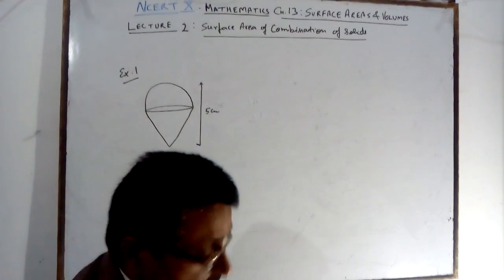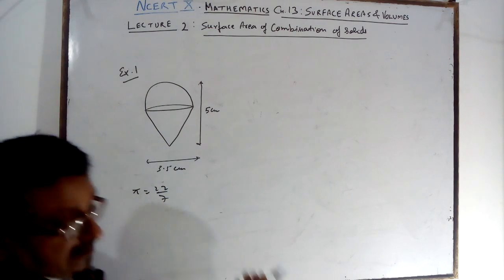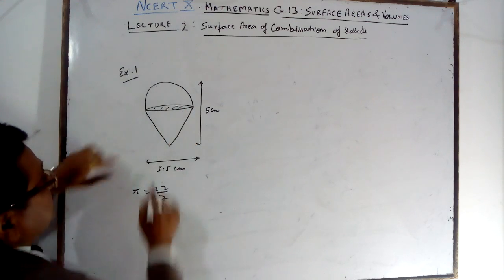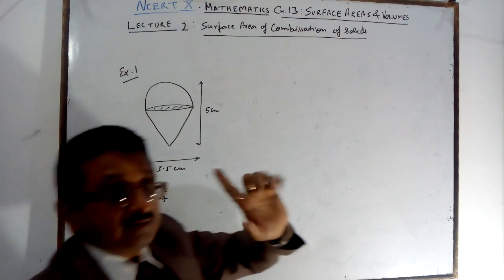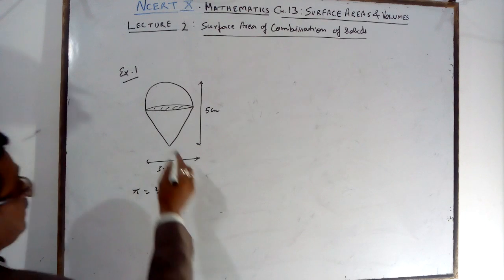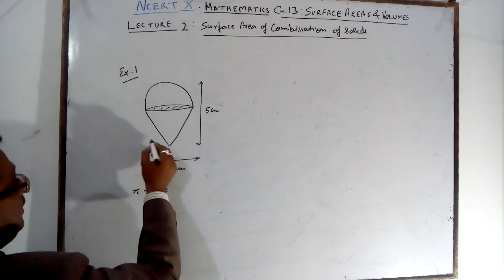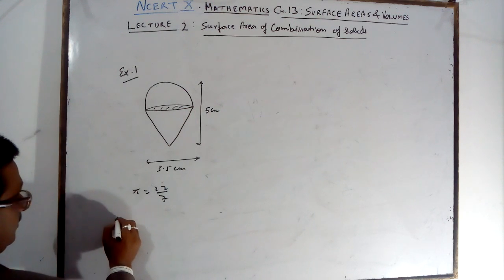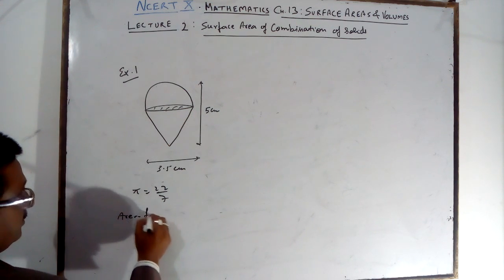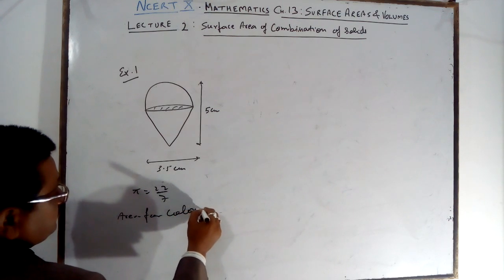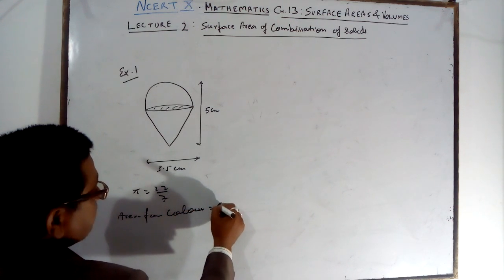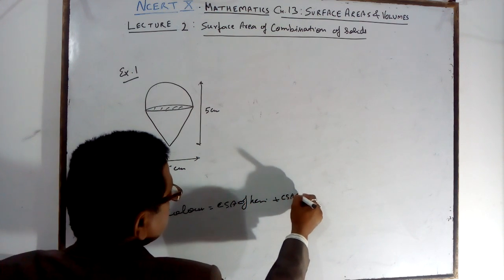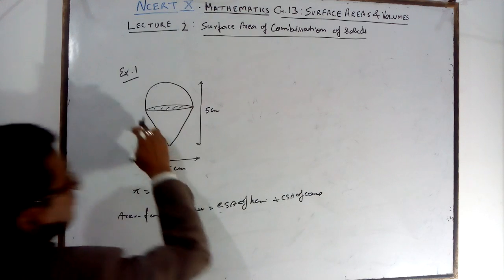What will be the first step? You don't put the value yet. You want to paint. What is the meaning of this? Paint means on the top, both the bases are inside, so these bases will not be colored. So what will you get? It will be only the outer surface of this hemisphere and this cone. So you want to color the curved surface area. Area for color is equal to CSA of hemisphere plus CSA of cone. Both the curved surface areas will be covered.